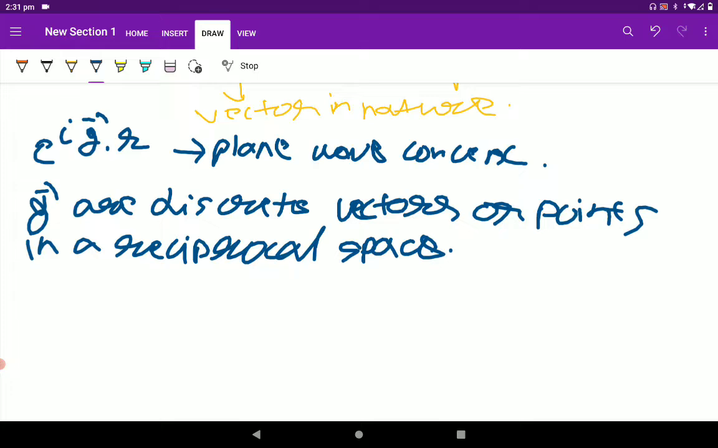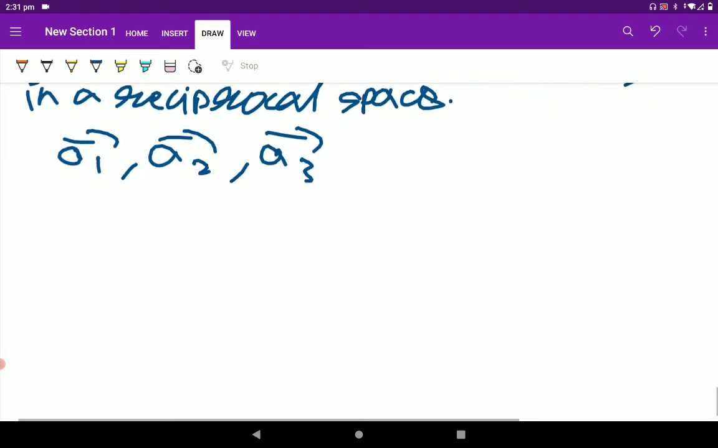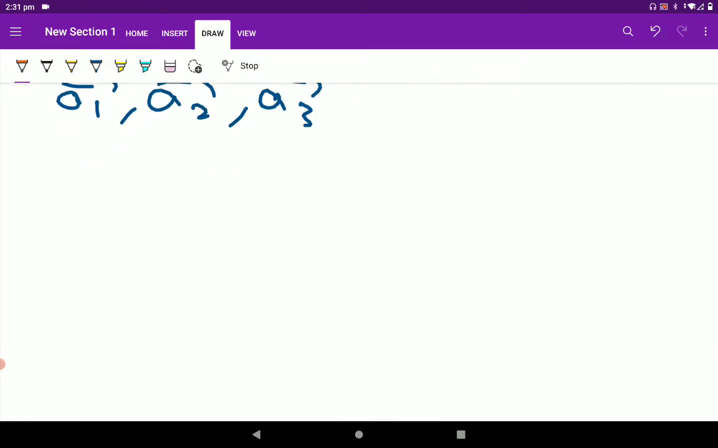So what is the expression of G in the case of a three-dimensional crystal? Imagine the direct lattice has primitive vectors a1, a2 vector and a3 vector. So these are the primitive vectors for the direct lattice. We can represent them, not necessarily of the same length, perpendicular to each other, like in this fashion. These primitive vectors are perpendicular to each other.